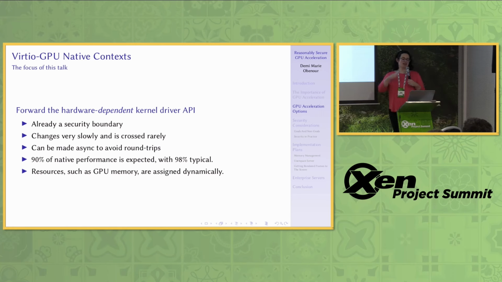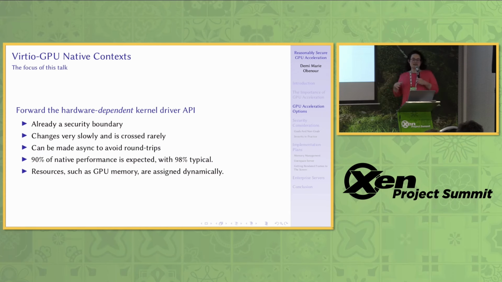Also, this API changes very slowly, and it's crossed rarely. It changes very slowly because Linux has very strong guarantees about compatibility, and it's crossed rarely because user space API calls to OpenGL, OpenCL, or Vulkan functions are much less common than system calls are.